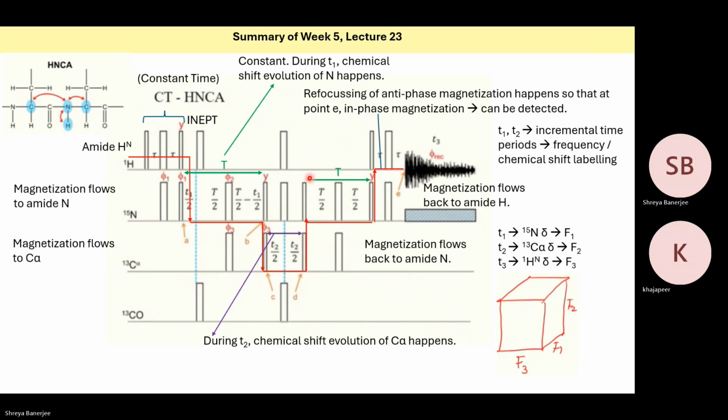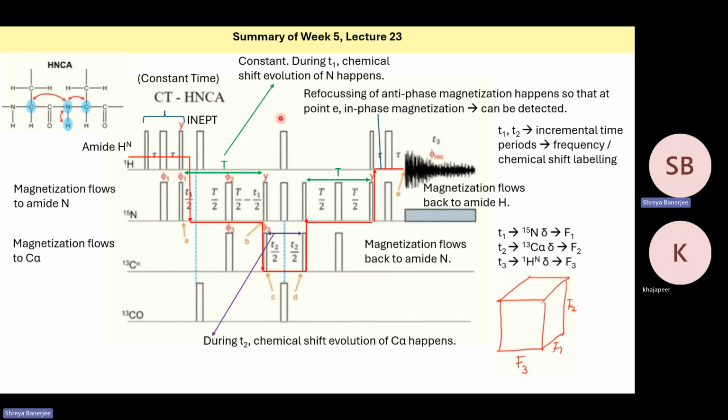After that, 90-degree pulses are applied so that it's kind of like the reverse INEPT we talked about. The magnetization then flows back to the 15N, which is the reverse arrow. From C alpha, it is going back to the 15N, and you give it another constant time of capital T, and then another reverse INEPT is there where the magnetization flows back to the amide hydrogen. You can see this reversible arrow, the magnetization flowing back to the amide hydrogen. And then you allow a certain time period of 2 tau so that the magnetization can be refocused.